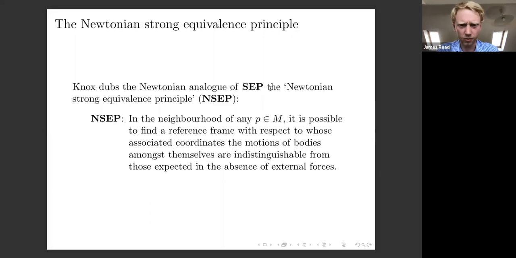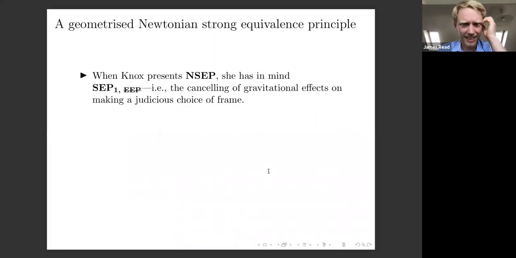So here's how Knox writes the Newtonian equivalence principle in her 2014 paper. She writes this. I deleted some stuff which isn't important for us at the start regarding degrees of approximation here. But let's just read it as follows. In the neighborhood of any P in M, it is possible to find a reference frame with respect to whose associated coordinates the motions of bodies amongst themselves are indistinguishable from those expected in the absence of external forces. When you look at this, it seems to me most natural to read it in the de-geometrized way, the cancelling of gravitational effects on making a judicious choice of frame.